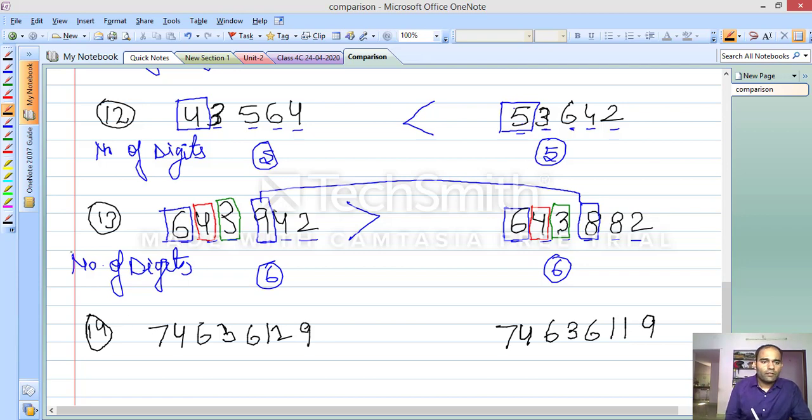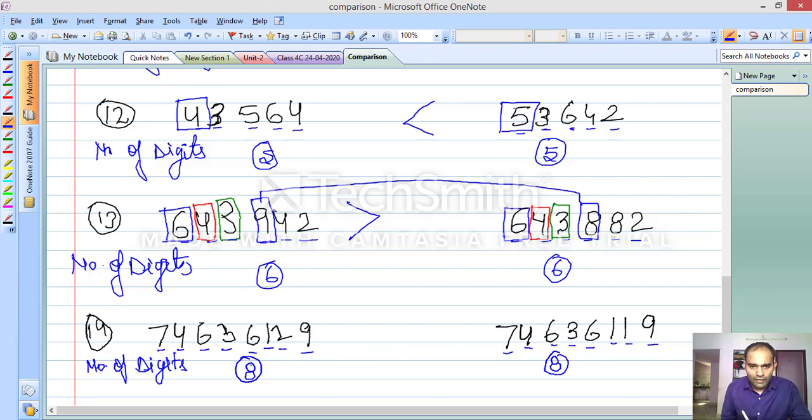So what is the first step? First step is to count the number of digits. Count: 1 2 3 4 5 6 7 8. 8 digits. Count here: 1 2 3 4 5 6 7 8, 8 digits. Both the numbers have 8 digits.